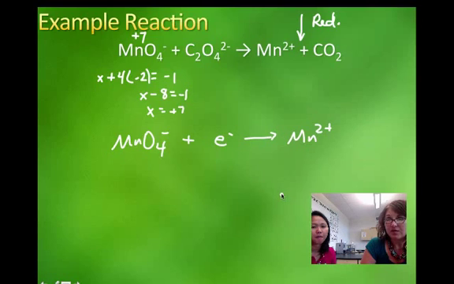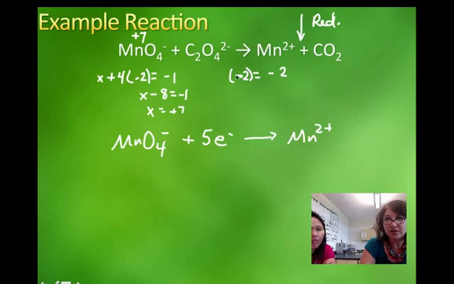So how many electrons? We went from 7 to 2. That would be 5. So that's how we decide which is oxidized and which is reduced. Okay, let's do the same for oxalate. C2O4 is oxalate. So we have a -2 charge.